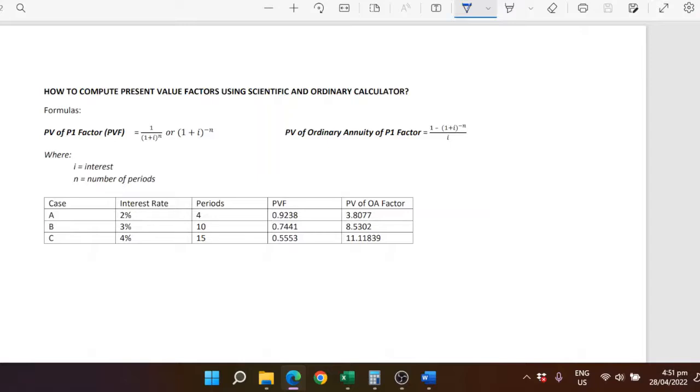So here are the formulas to compute the present value of one factor and the present value of ordinary annuity of one factor. For the present value of one factor, you can use either this first formula or this second formula. So we have 1 divided by 1 plus I to the power of n, where I is your interest rate and n is the number of periods. We have to take note that the number of periods here does not necessarily correspond to the number of years.